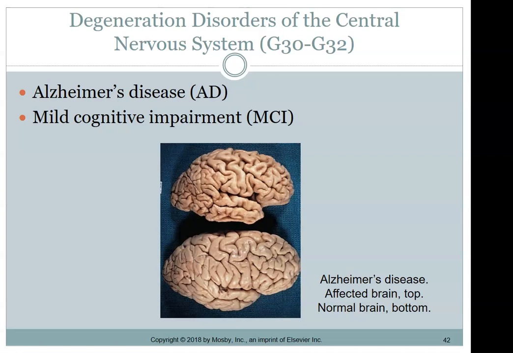Degenerative disorders of the central nervous system, codes G30 through G32. Alzheimer's disease, AD, is a progressive neurodegenerative disease in which patients exhibit an impairment of cognitive function. The cause of the disease is unknown. Alzheimer's is currently the most common cause of dementia. Mild cognitive impairment, MCI, is a loss or impairment of cognitive abilities, although not as severe as AD. It's also called incipient dementia.